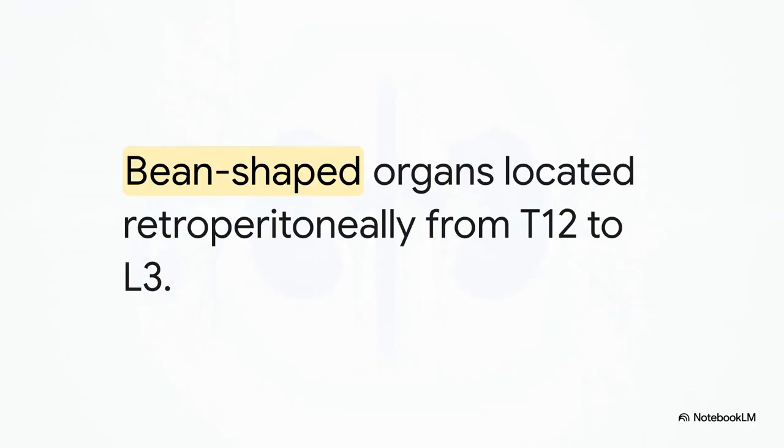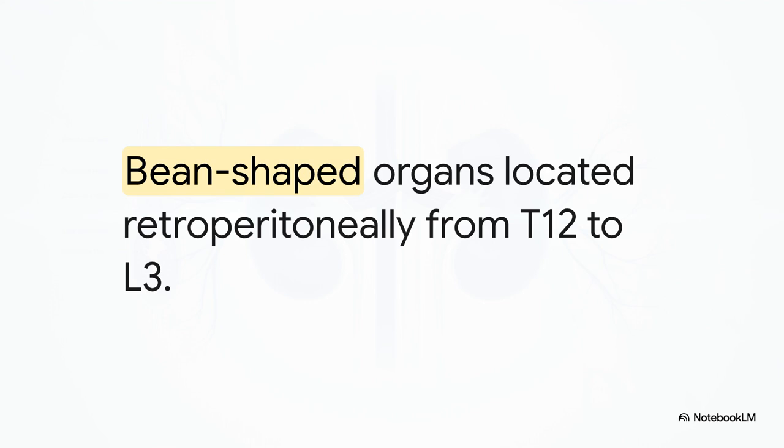Picture this in a realistic 3D space inside the body. The kidneys are 2 bean-shaped organs roughly the size of a large bar of soap. They're located retroperitoneally, which is just a fancy way of saying they sit tucked behind the peritoneum right up against your posterior abdominal wall. They span from your 12th thoracic vertebra down to your 3rd lumbar vertebra, which gives them a nice little bit of physical protection from your lower ribs.